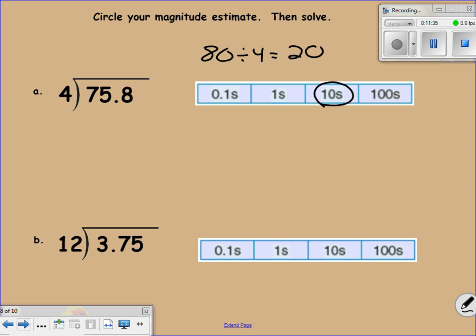Let's try and solve this problem now and see if I get close to 20. That's how you do these problems. Whatever you do, do not forget to actually circle the magnitude estimate bar. Okay. Now let's take a look.